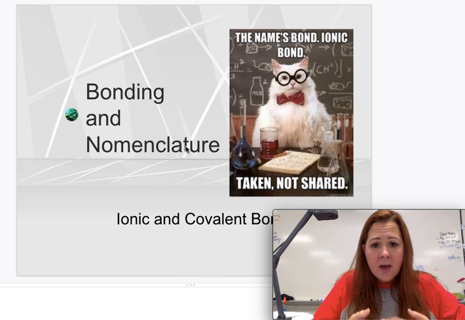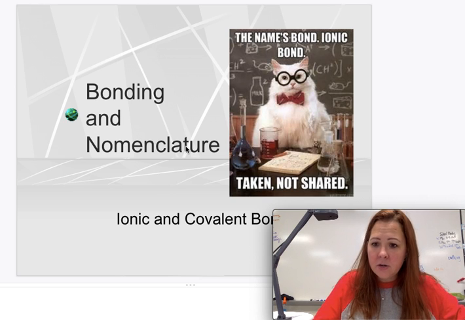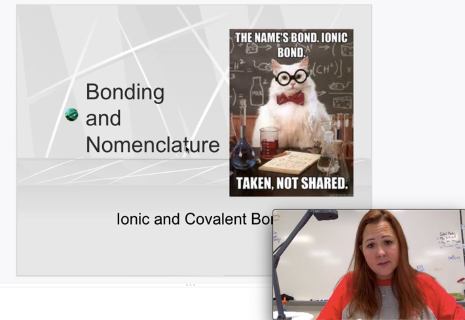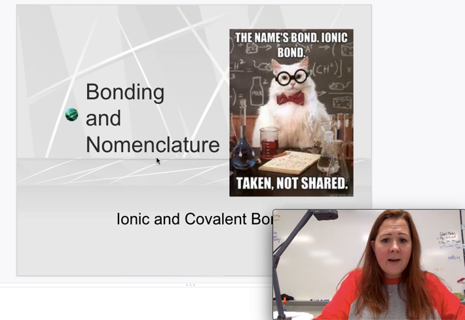So as we're looking at your nomenclature unit, there's a few little bits of terminology that you need to get out of the way first, and then once we get that terminology out of the way, we're going to actually get into the bulk of the nomenclature unit, and we're going to look at ionic bonds, and then we're going to look at covalent bonds.